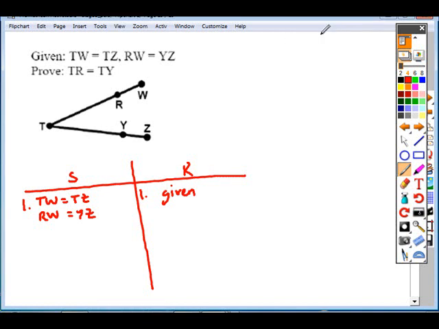Step one, always going to be copy the givens exactly as they appear. First reason is a given. Okay, step two, I'd suggest you always look to interpret the given information.